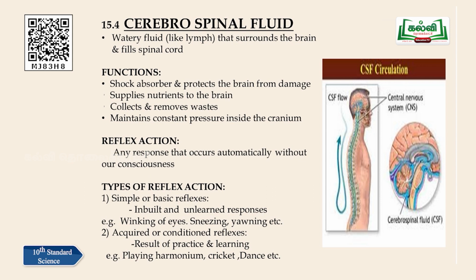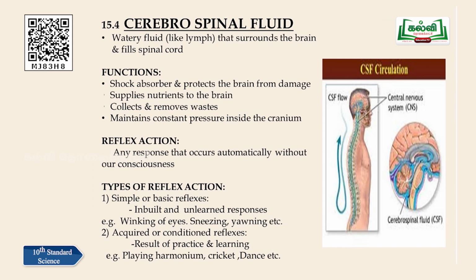The second type of reflex is called acquired. Like, you have to be trained. Playing a veena, guitar, playing football, cricket, all these things you should be trained for. That is called acquired reflex action. So these are the two types of reflex actions. You can just have a look at the beautiful diagram which has been colored in blue, children.